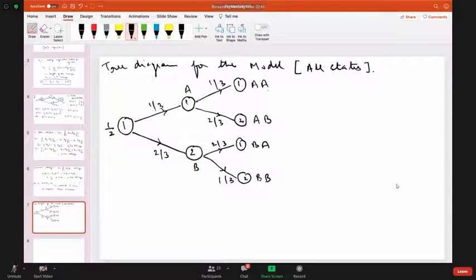This is the story, and you can obviously extend it further if you want to create messages of length 3 or length 4. This tree diagram will just keep on going, but because you have to calculate G1 and G2, we'll stop here.